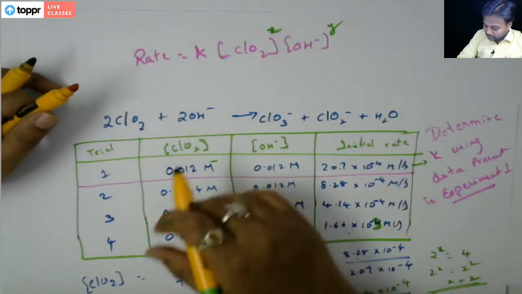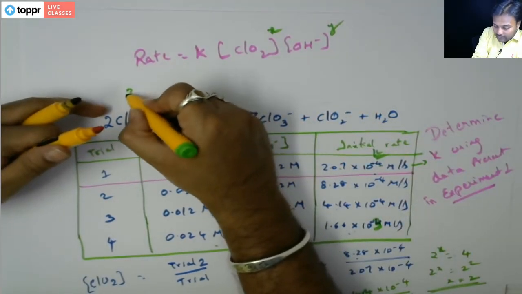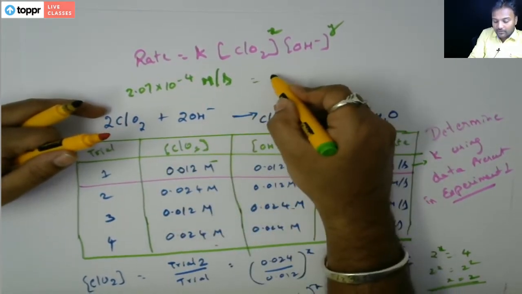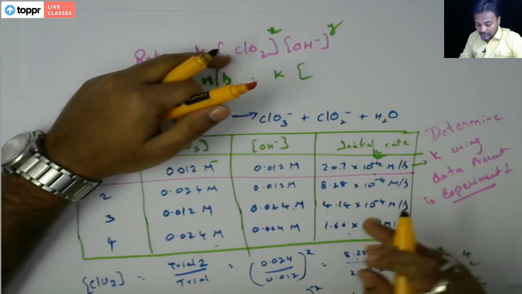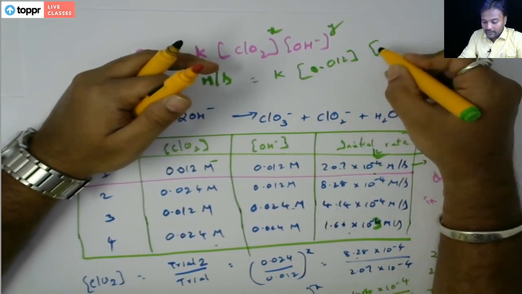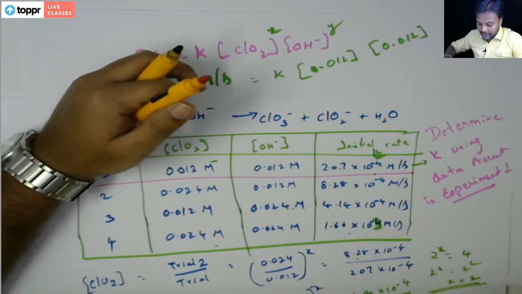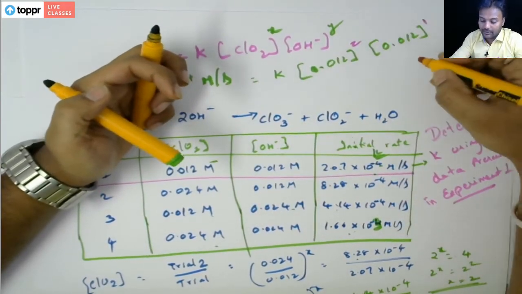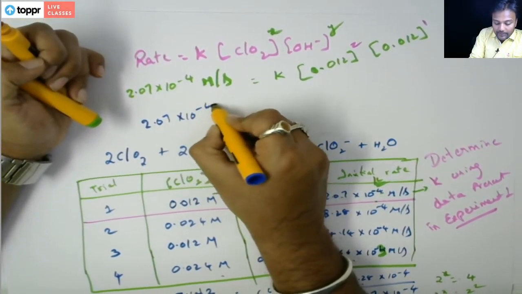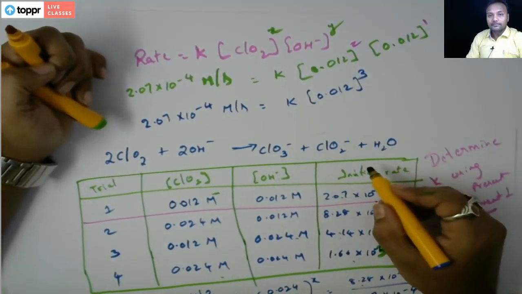Now, the rate value is given for this. Based upon this one, I can say 2.07 into 10 raised to minus 4 moles per second is equal to k into concentration of ClO2. So concentration of ClO2 here is 0.012 and the OH minus concentration is 0.012 again. But what is the x here? x depends upon 2 times here. This is 2 times, this is 1 time. So I can say 2.07 into 10 raised to minus 4 equals k into 0.012 cubed. Got it?